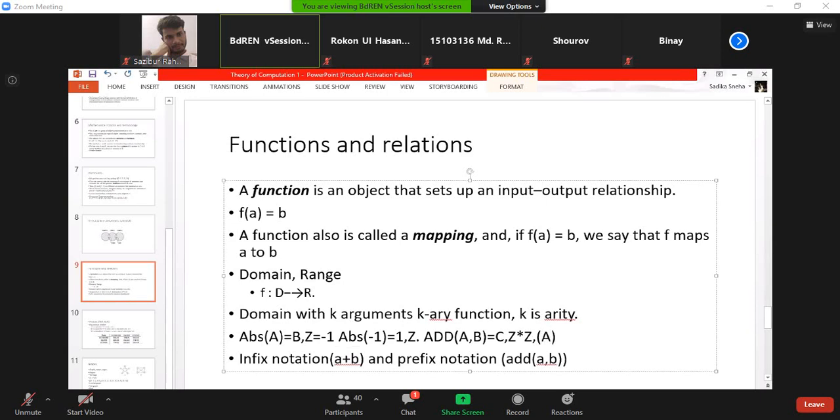So how do we represent this? a plus b. If you only write a plus b, it will be fine, instead of writing like this. Infix notation means the operator is placed in the middle, and prefix notation is the one that we are using here, where the function name is mentioned first. If it is a binary function, we normally use infix notation. The meaning is the same as add a comma b. So this is one characteristic of this function.